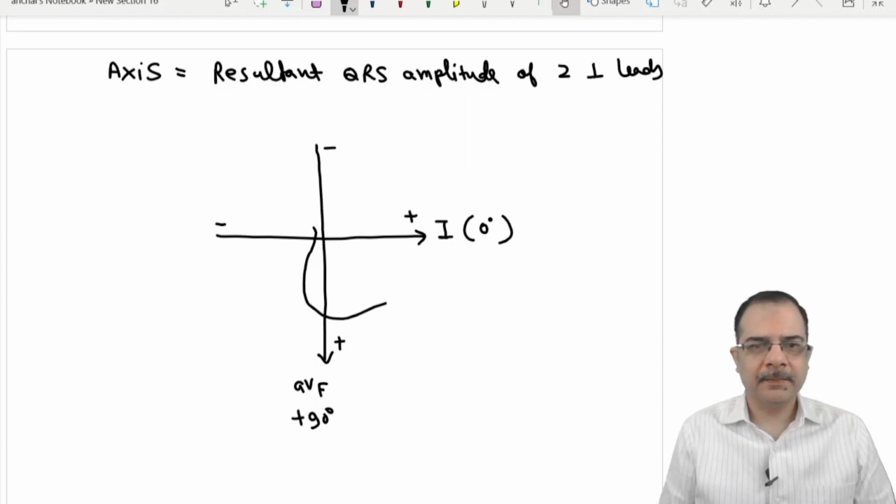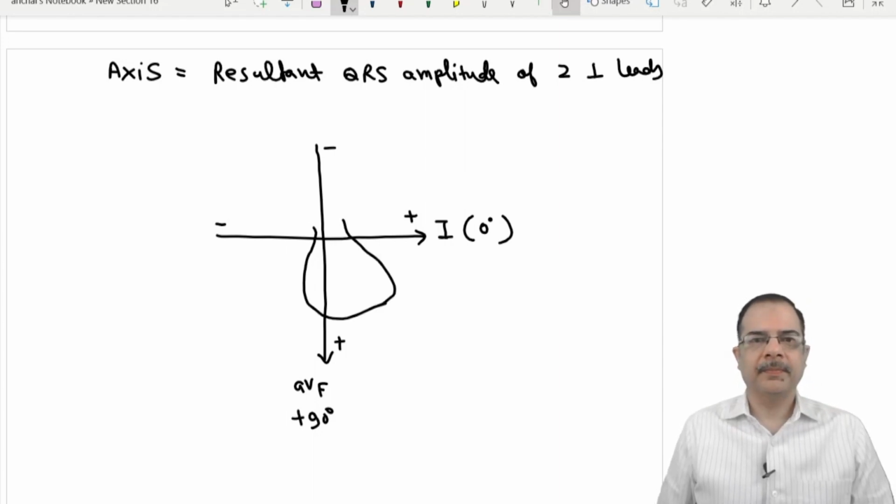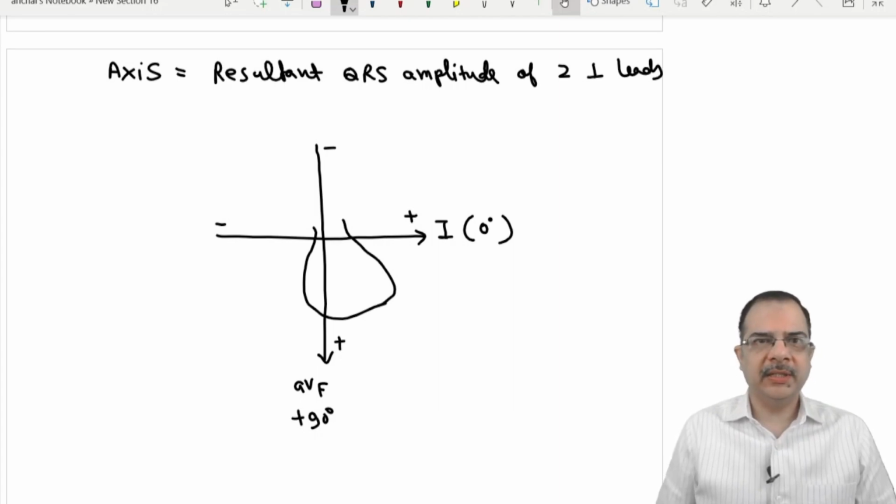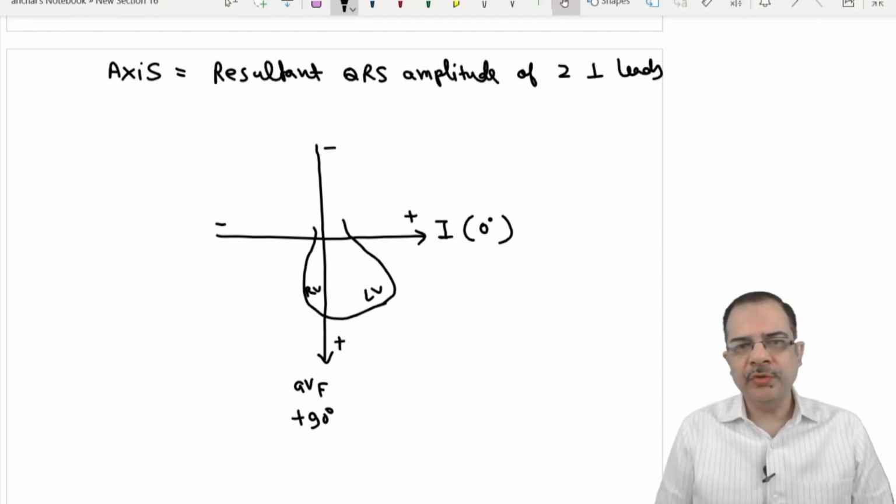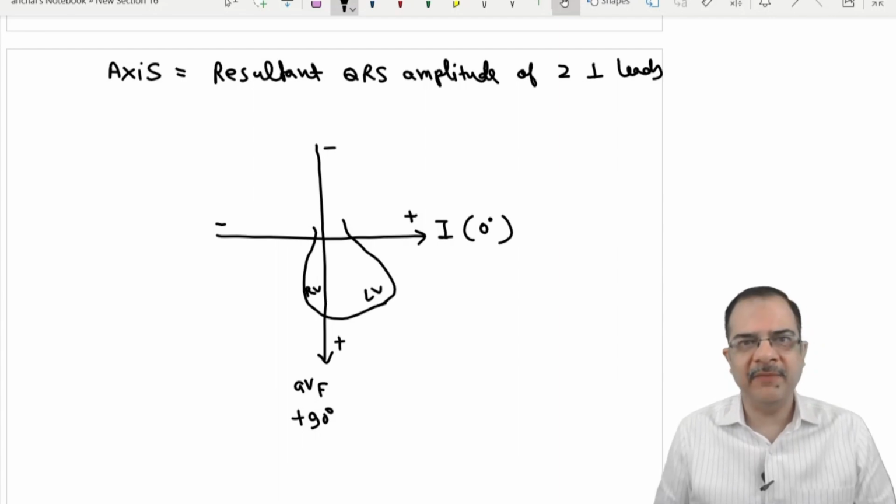This is the heart on this vector system, and this is left ventricle, this is right ventricle. So we all know that left ventricle is prominent, so the resultant vector will be in this quadrant, resultant vector.